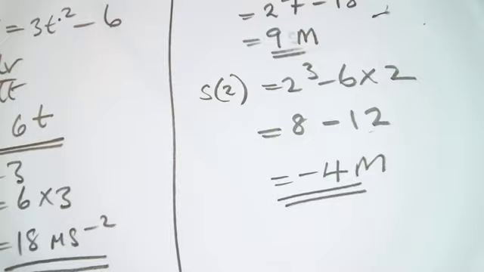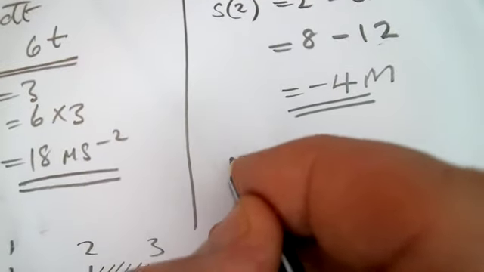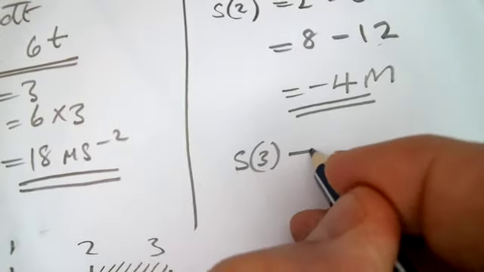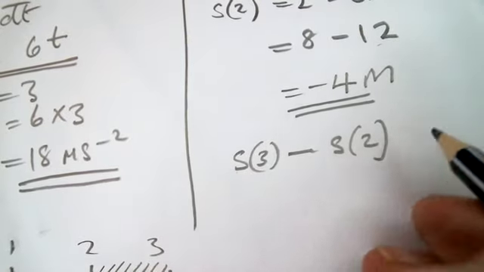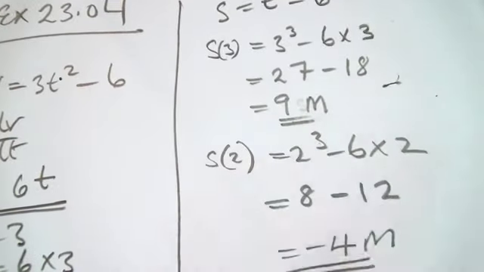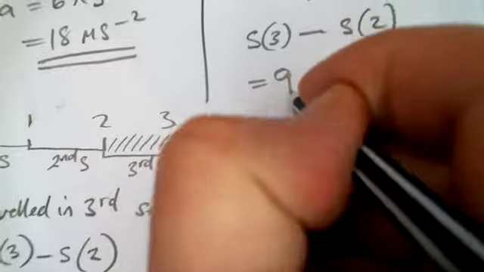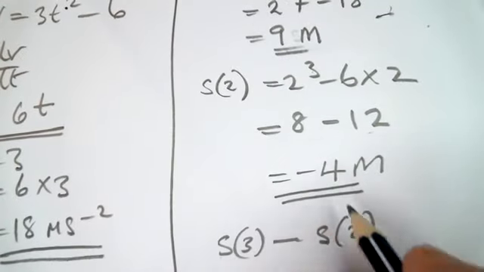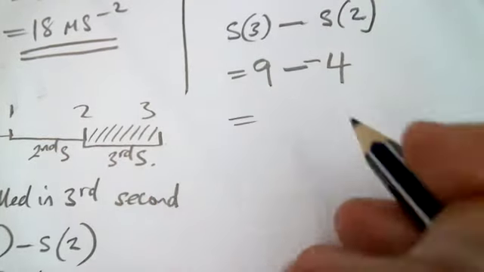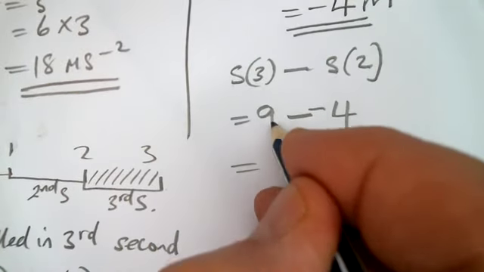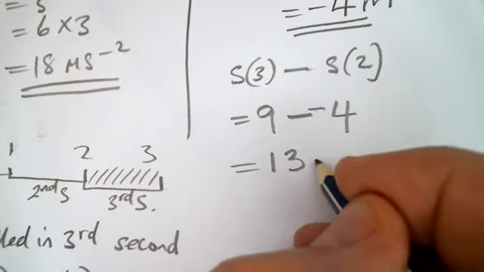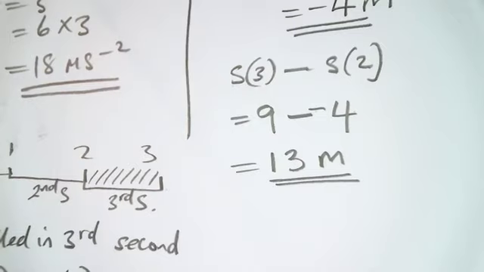So the distance travelled in the third second is going to be S of 3, the distance travelled in 3 seconds, minus the distance travelled in 2 seconds. Let's substitute that in. Distance travelled in 3 seconds, 9, minus the distance travelled in 2 seconds, negative 4. So the total distance will be 9 plus 4, which is going to be 13 meters. And that's our answer.